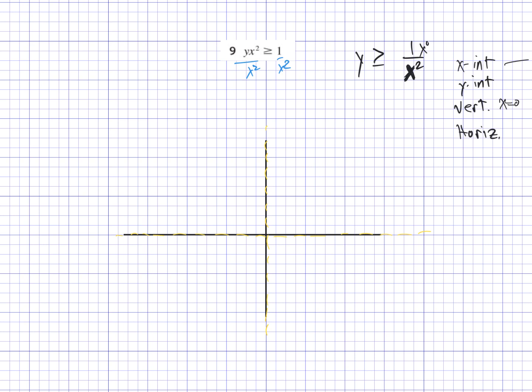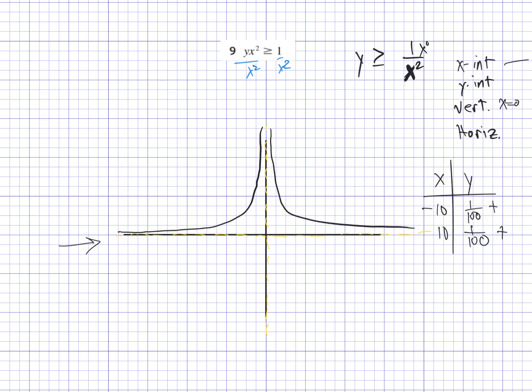Now the question is, where is the graph? Well, now you have to know if you're above or below as you're going from left to right. All right, so just plug a couple points in. So when x is negative 10, that's going to be 1 over 100. It's positive. So that means we're up here, above in the second quadrant, heading towards the other asymptote. What about positive 10? Again, that's going to be a positive. So this is what your graph looks like.